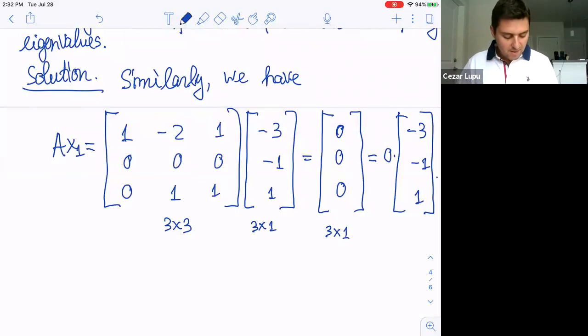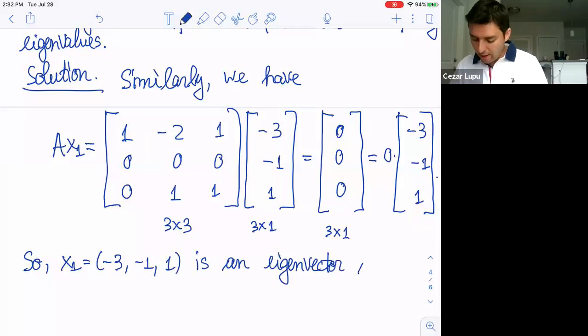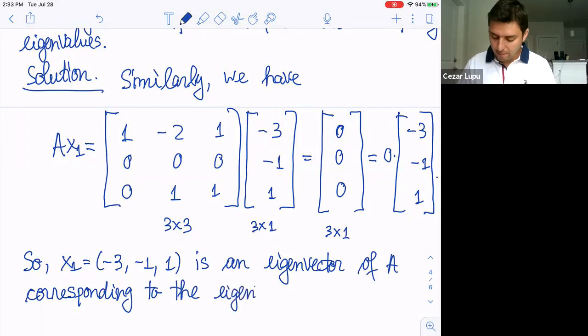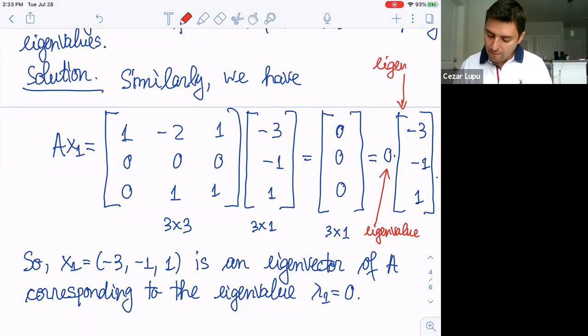In other words, so x1 is an eigenvector of A, corresponding to which eigenvalue? Can you tell me? Lambda 1 will be what? Can you tell me? Okay. 0, exactly. As you can see here, this is the eigenvalue. And this guy here is the eigenvector. Right?